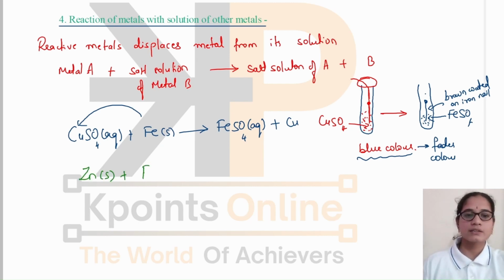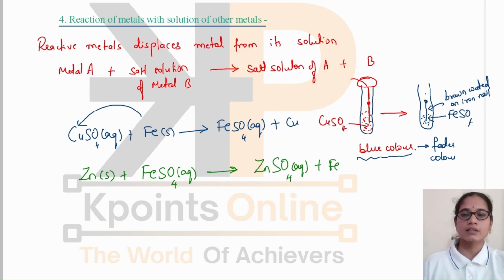Let us see a few more examples here. Zinc reacts with iron sulfate solution to form zinc sulfate and iron. Why is this compound formed? Because zinc is more reactive than iron. It displaces iron from its solution to form zinc sulfate and iron.